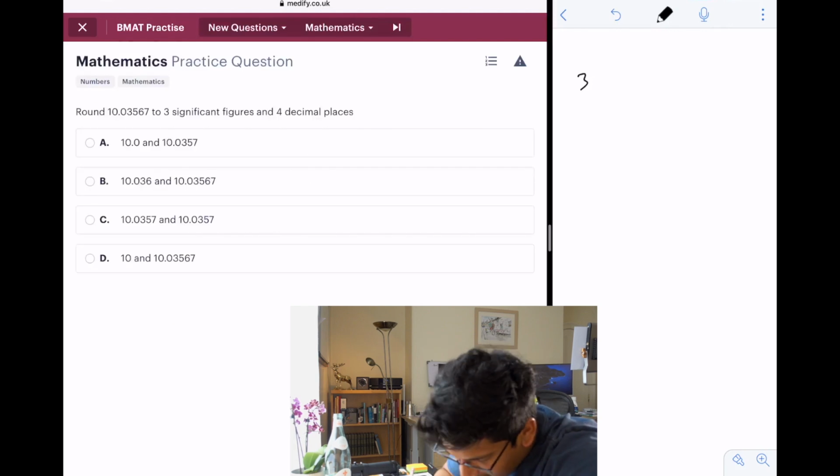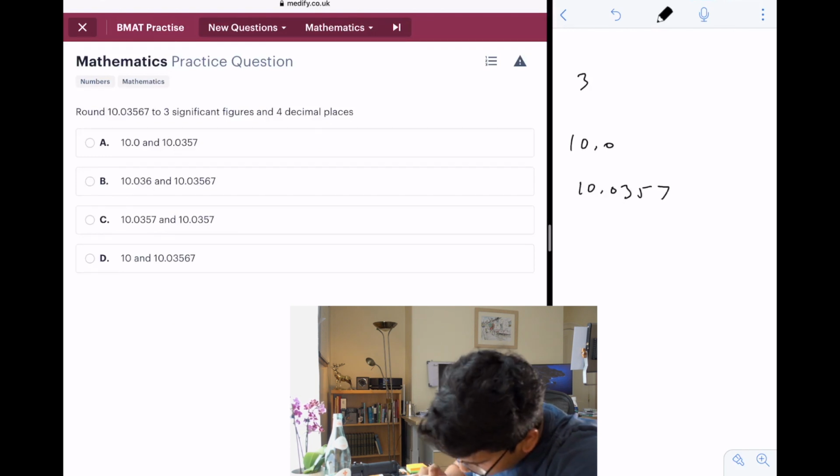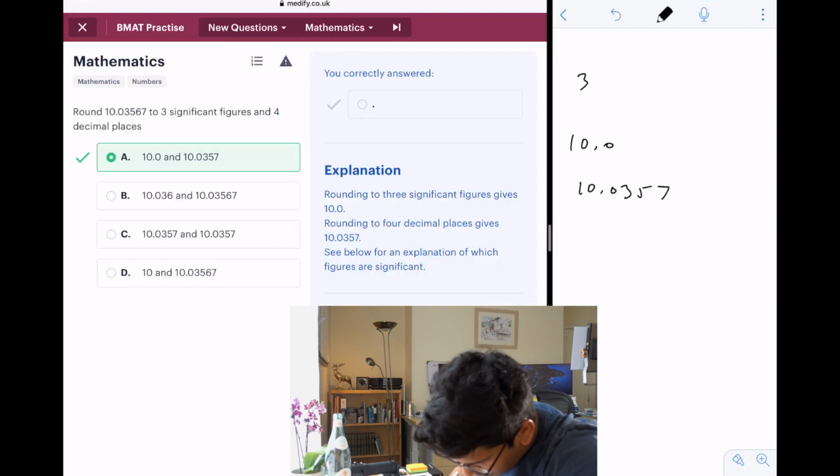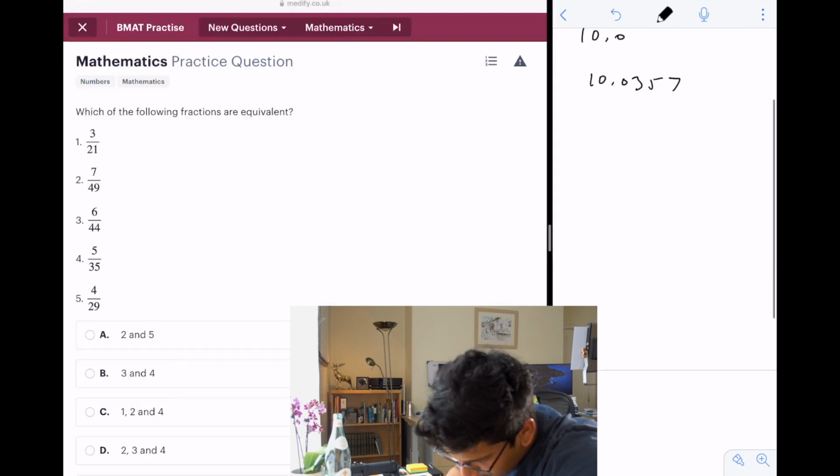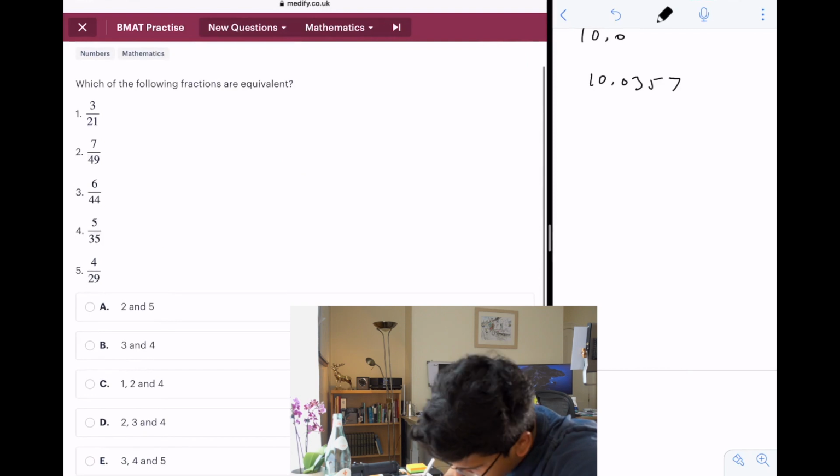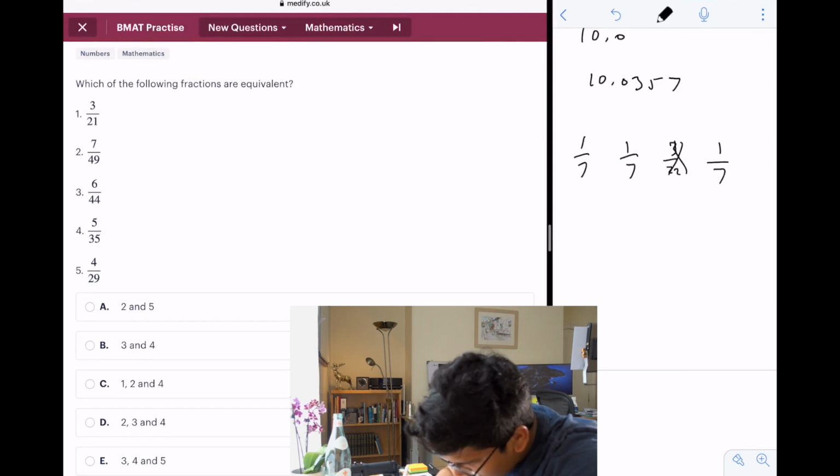To 3 significant figures, that'd be 10.0, and to 4 decimal places would be 10.0357. Lovely. Which of the following fractions are equivalent? Okay, so 3 over 21 is 1 over 7. That's 1 over 7. That's 3 over 22, which isn't equivalent. That's 1 over 7. And so it's 1, 2, and 4.